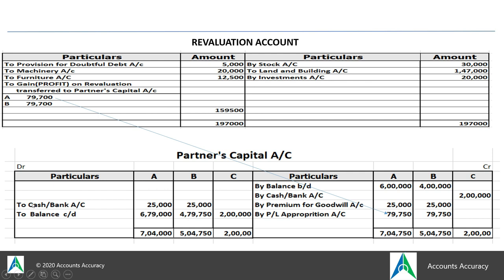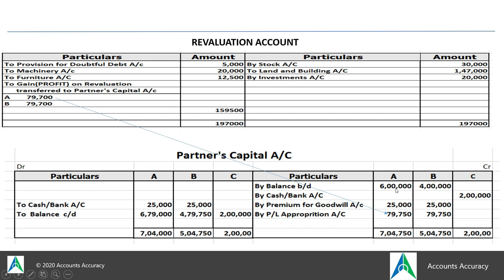Then again it will be reflected at debit side. Why? Because they have withdrawn the same value of premium for goodwill. It's not being kept, but it's being withdrawn by A and B. Then we will calculate the balancing figure of the capitals of the three partners.